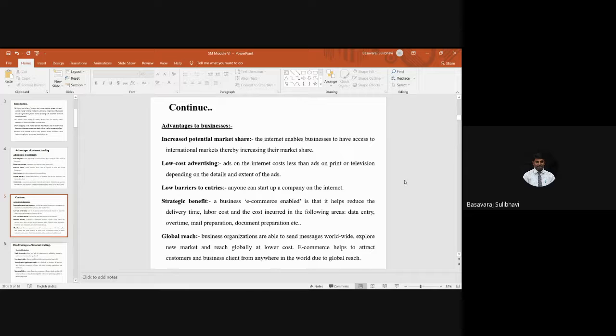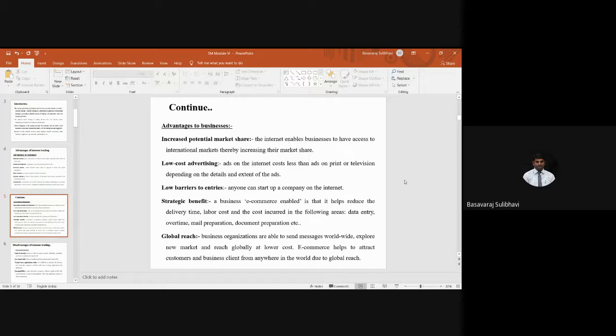The next we have low barriers to entry. It says anyone can start up a company on the internet. So there may be a few legal aspects which have to be taken care of, not much compared to starting a physical business, having your own infrastructure, people, and then starting. But especially this internet business can be started, and barriers are very low.